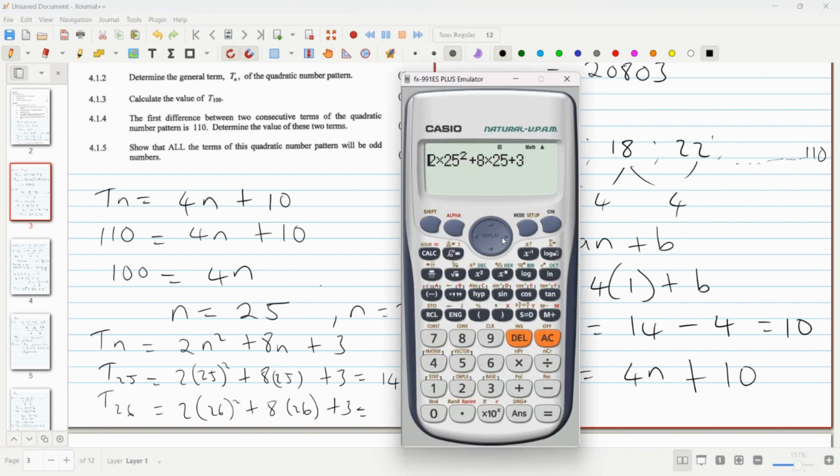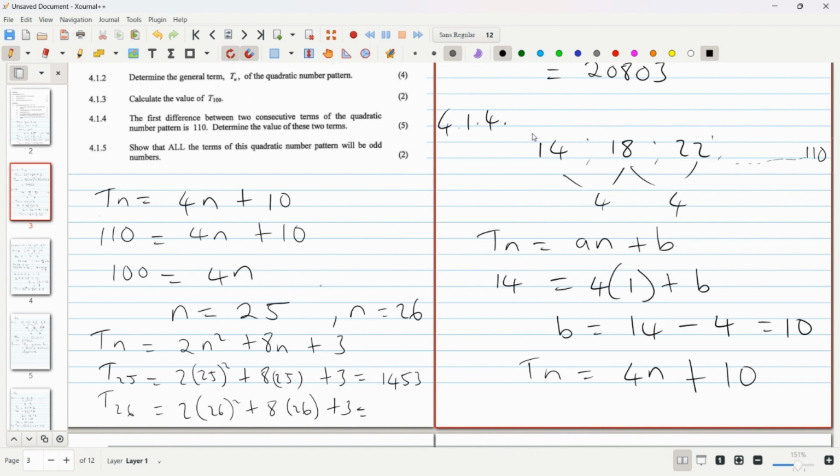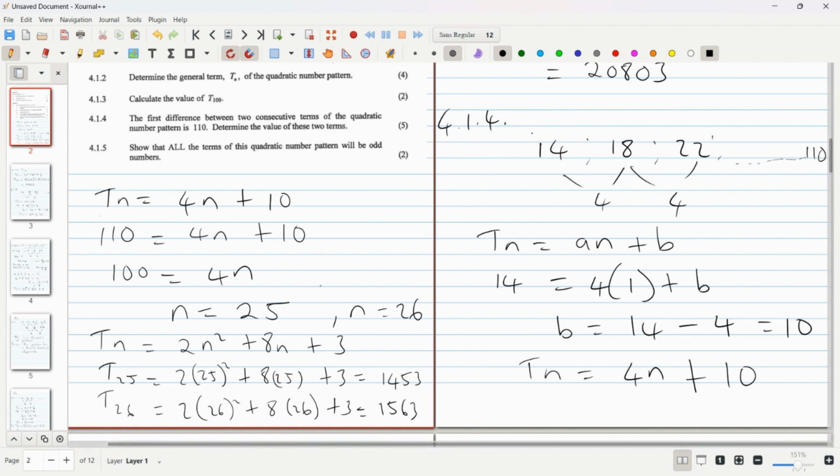So going back here, just put 26. Yes, now you have 1563. So you have 1563. So the difference between these two will give you the 110. You can confirm that and see if you get it.